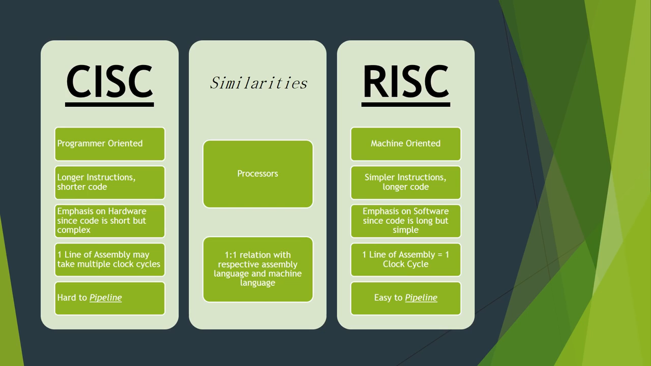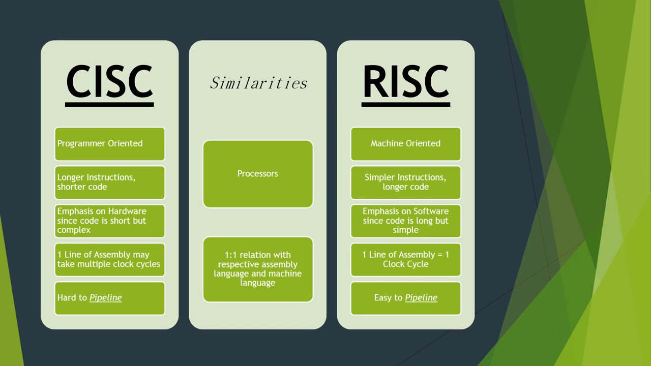As stated earlier, CISC architecture contains more complex assembly code, while RISC code is simpler. As such, CISC's minimal code is more programmer-friendly, but RISC tends to be more machine-oriented as the code is longer. Due to the nature of their architectures, CISC requires intricate hardware to compensate for its complex instructions, while RISC emphasizes on software due to the increased length of the code.